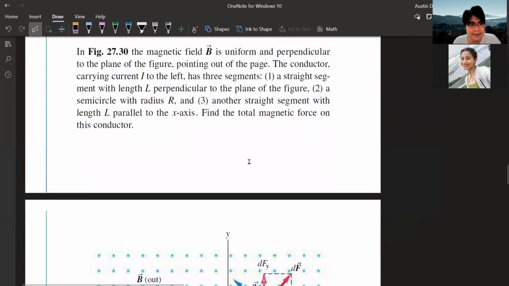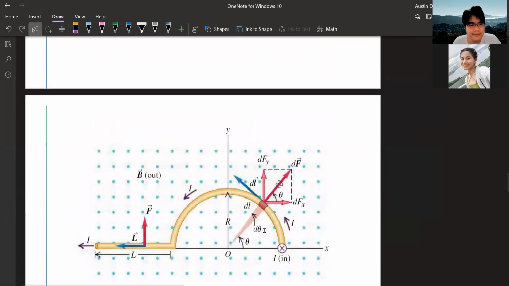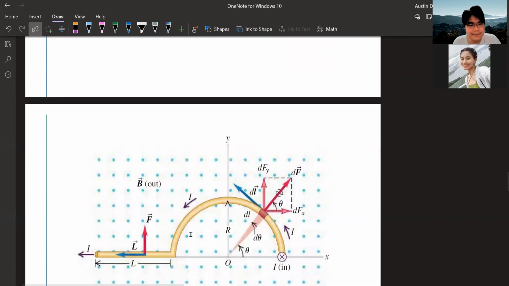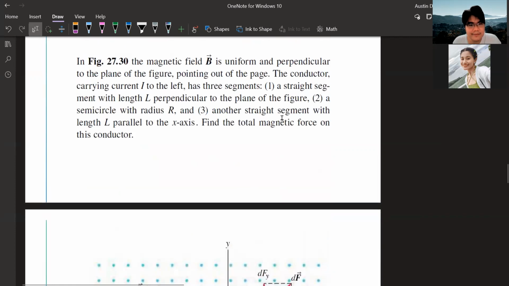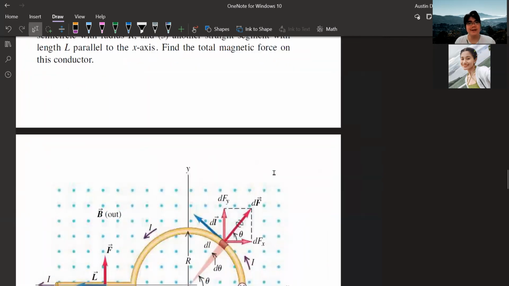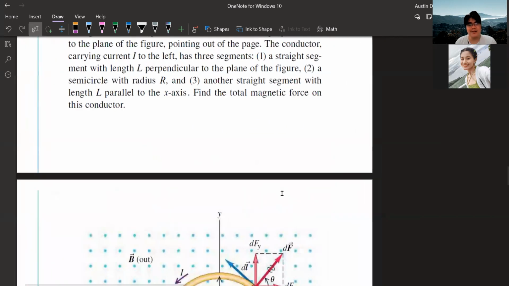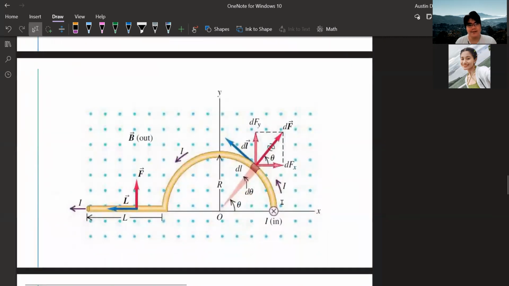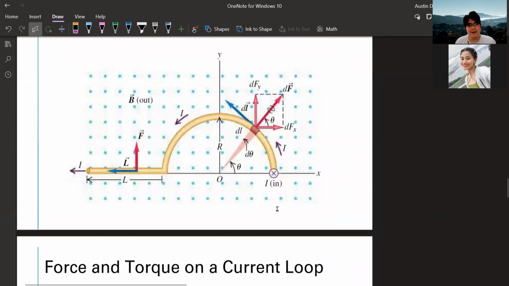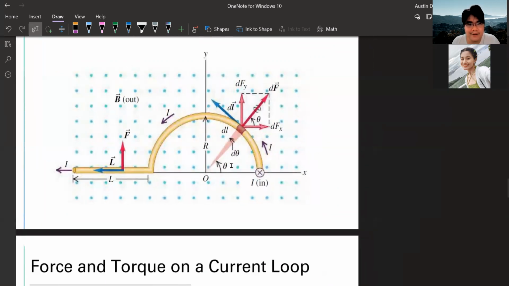Meron kang straight segment. Then meron kang curved na path. Okay? Then what can we do? Find the total magnetic force on this conductor. Okay, pag ganito yung mga bagay-bagay, katulad lang ng dati, magnetic force is guided by superposition. So you can just add the things up here. I-add mo lang yung mga bagay-bagay.